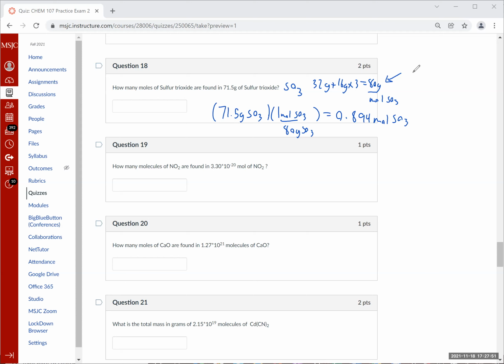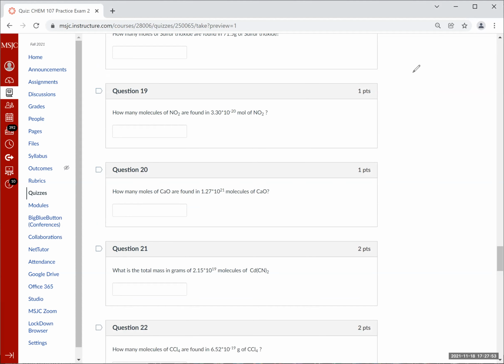Okay, let's look at the next problem. In this case, we're asked how many molecules of NO2 are found in 3.30 times 10 to the negative 20th moles. In this case, to go from moles to molecules, we're going to use Avogadro's number. So if we have 3.30 times 10 to the negative 20th moles of NO2, we know that there are 6.02 times 10 to the 23rd molecules per mole of NO2.